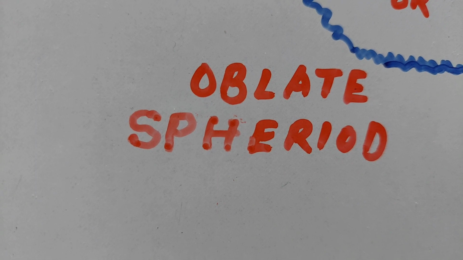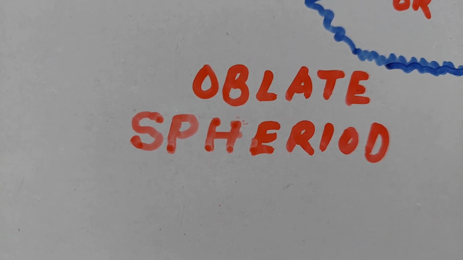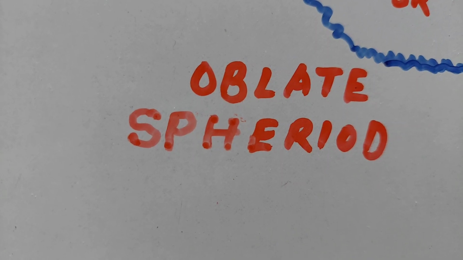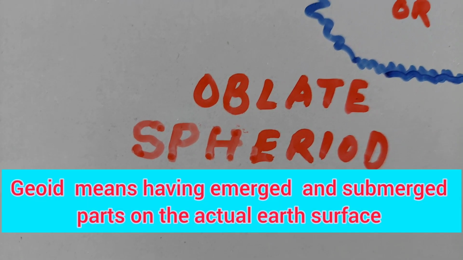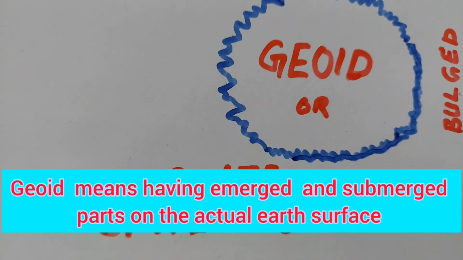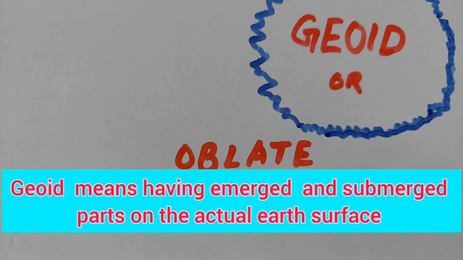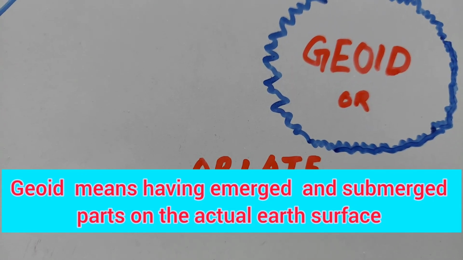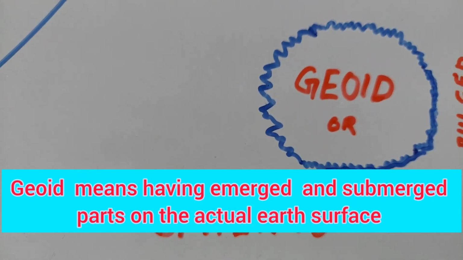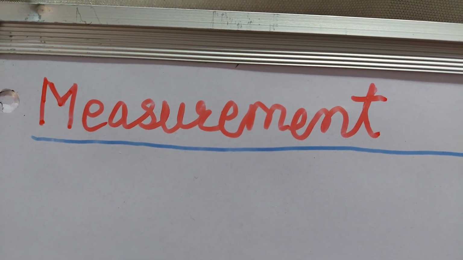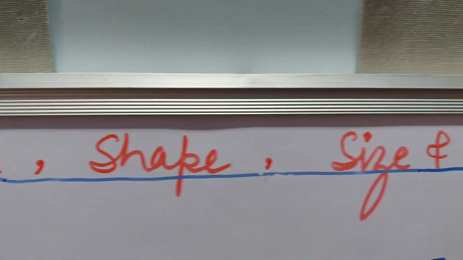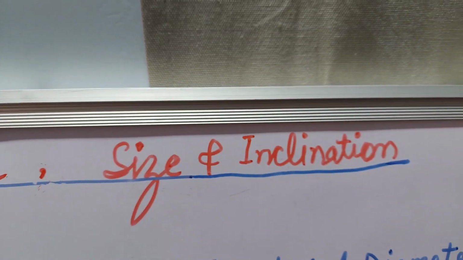So the spelling of oblate, spheroid. Remember these terms. This is very important: geoid or oblate spheroid. This is the actual term given for the exact shape of the earth. Let's talk about the measurement of the earth, its shape and size along with the inclination.